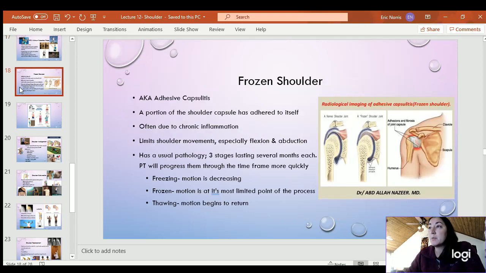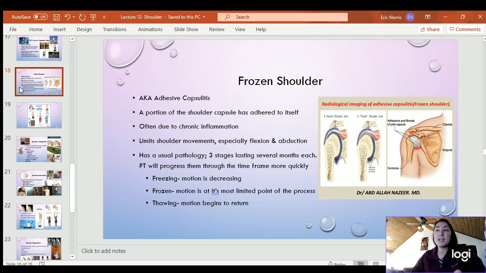So now we will move on to frozen shoulder. Frozen shoulder is really called adhesive capsulitis. That's really the medical term. However, a lot of people do refer to it as frozen shoulder, and even on the medical script, sometimes it will say that. But a portion of the capsule has adhered to itself.